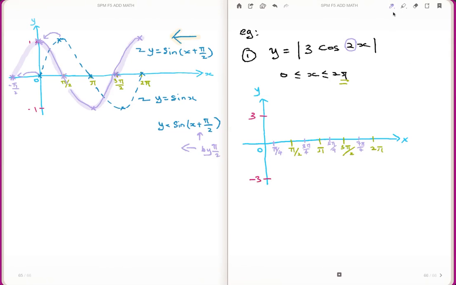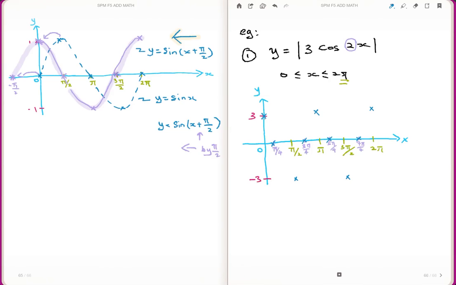Then you may start sketching, because cos 0 is maximum 1. So here is 3, the maximum. So you have maximum, middle, minimum, middle, maximum, middle, minimum, middle, maximum.